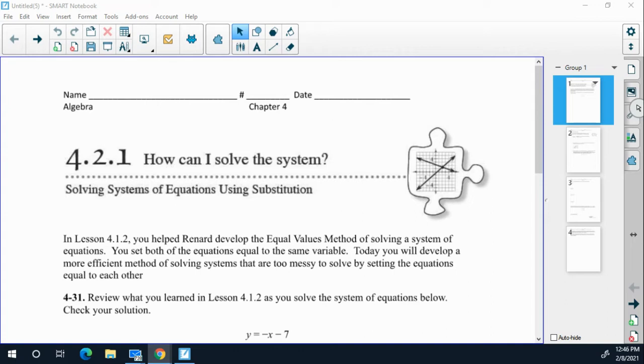We helped Renard with his equal values method, where you set those equal to each other, if you remember that. So we have two equations down here.